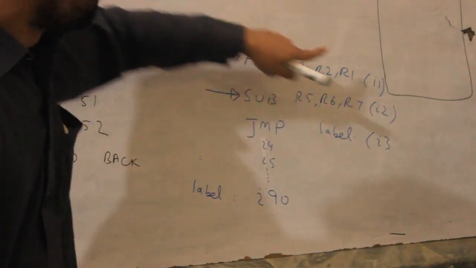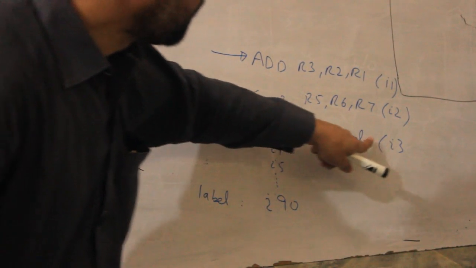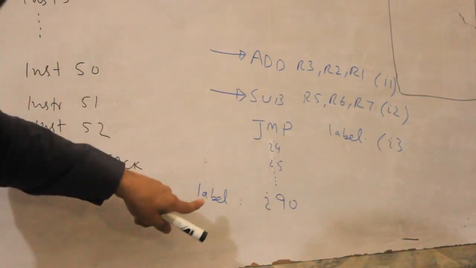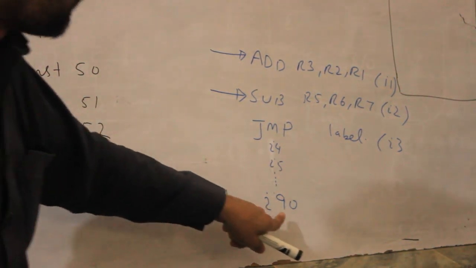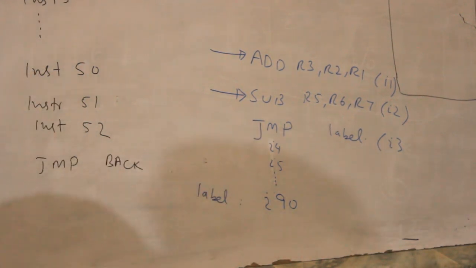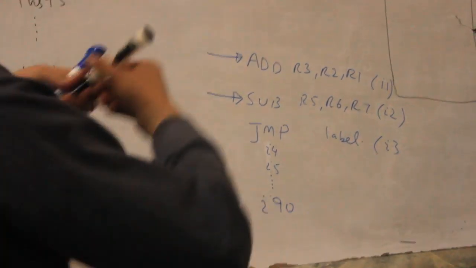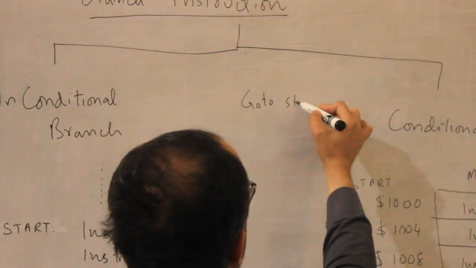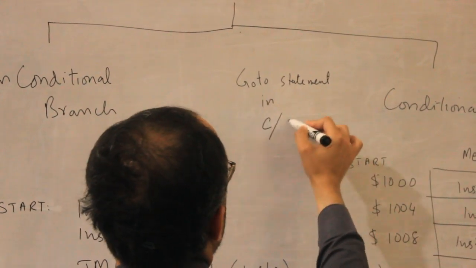So first I1 will be executed, then I2 will be executed, and when we reach jump label, after that I4 will not be executed and the control will be transferred to this label, to this I90, and the next instruction that has to be executed is I90. So jump is an equivalent of the go to statement in C or C++.